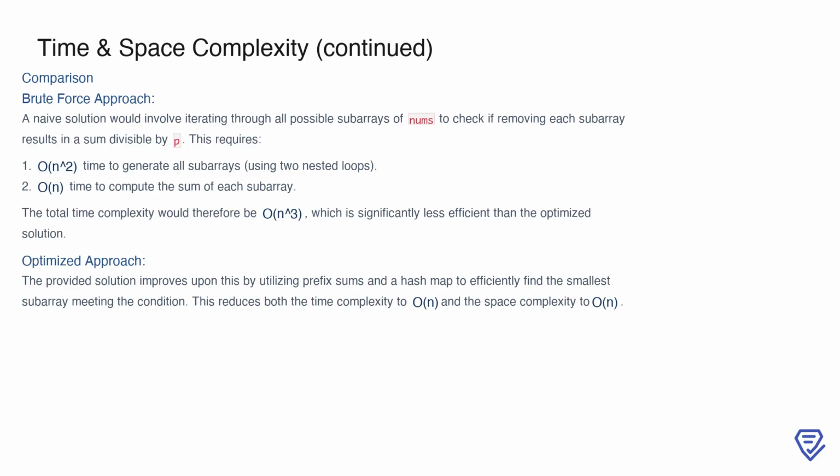In contrast, the optimized solution leverages prefix sums and a hash map to avoid unnecessary computations. By efficiently identifying the smallest subarray that meets the condition, the optimized solution achieves a significant improvement, reducing both the time complexity to O(n) and the space complexity to O(n).